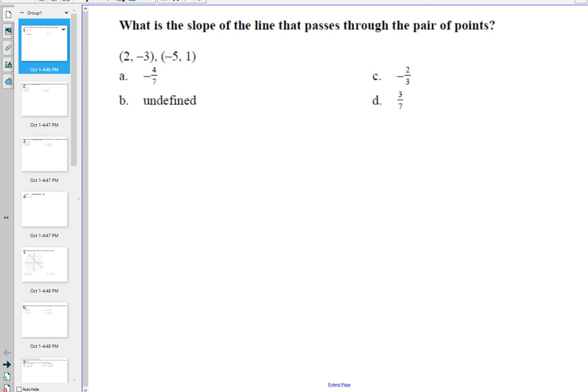We're being given 2 points. Yes. That has a name. What's the name of that formula that's used to find slope?